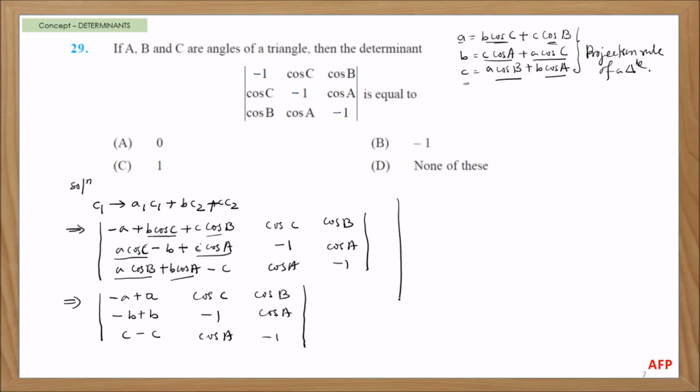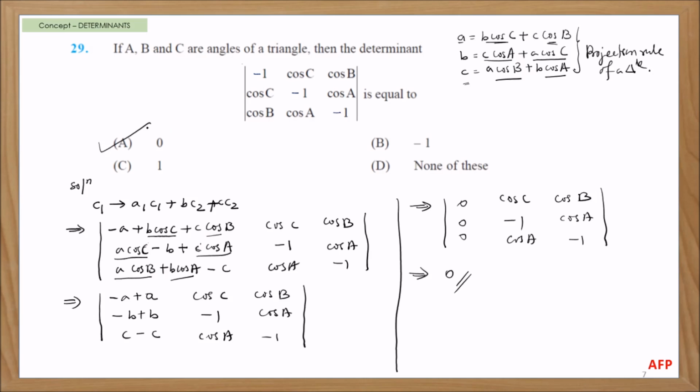So if you go for simplification, what you are getting here, all the cancellation, you have 0 0 0, C cos C, cos C, cos B minus 1, cos A minus 1. If any row or column in the determinant is 0, the entire determinant is 0. Here A is the option.